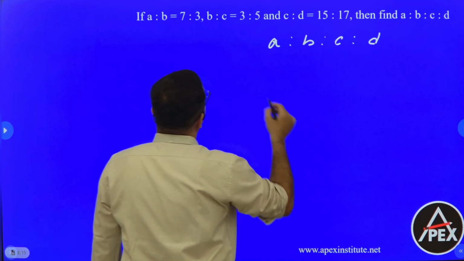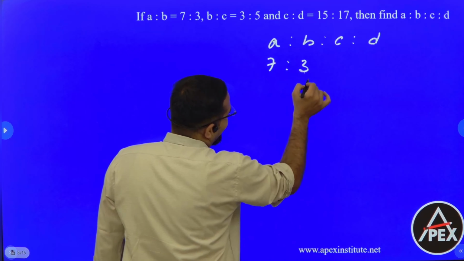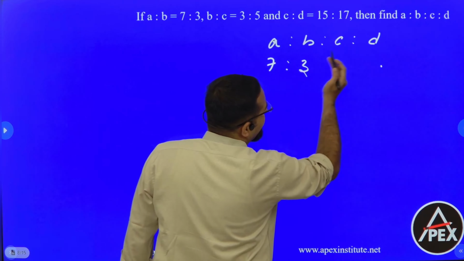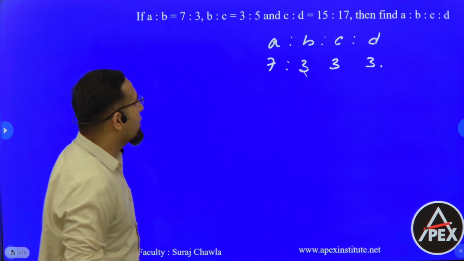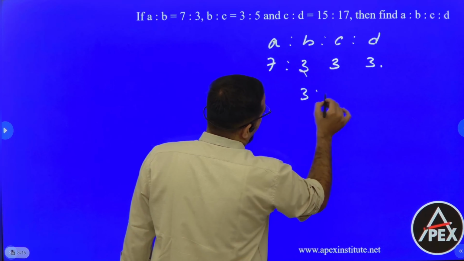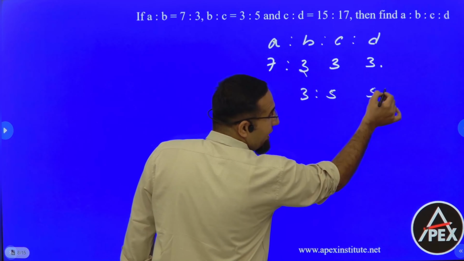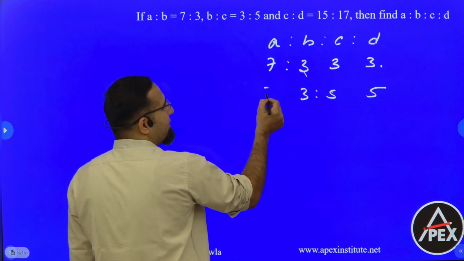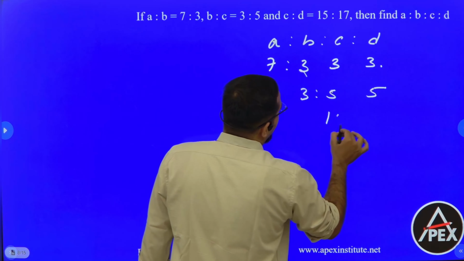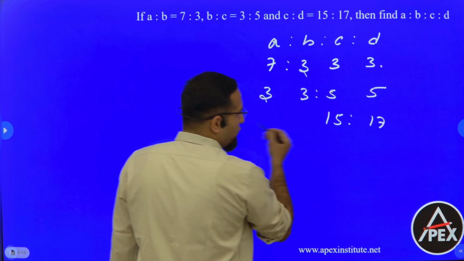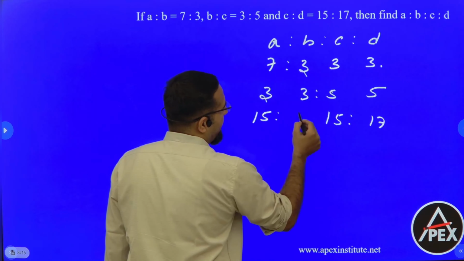So let's write it here. This is 7 is to 3. Now we can directly apply it here only. There are 2 spaces empty, so let's repeat 3 and 3. Clear? Now this is 3 is to 5. There is 1 space empty, I will write a 5 here. There is 1 space empty to the left, I will write a 3 here. And now this is 15 is to 17. So therefore, there are 2 spaces empty here. I write 15 here, I write 15 here.